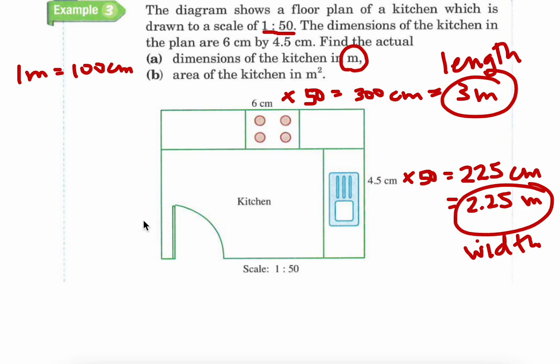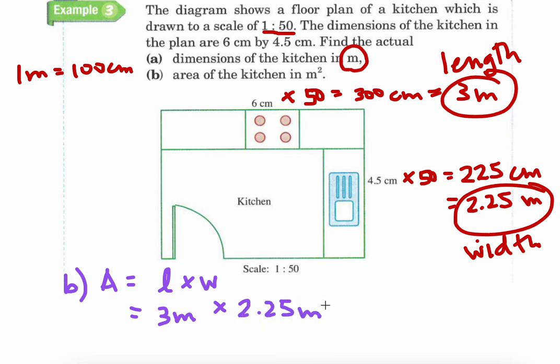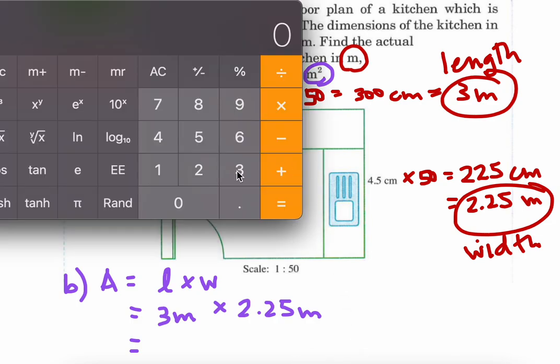Okay, B. They want to figure out the area of the kitchen in meters squared. No big deal. Area of a rectangle is length times width. We have our length and our width. Let's do it. Length is 3 meters. Multiply by my width, which is 2.25 meters. Now don't get confused by this meter squared. Your problem will take care of that. 3 times 2.25, let's put that in our calculator. 3 times 2.25, that's 6.75.